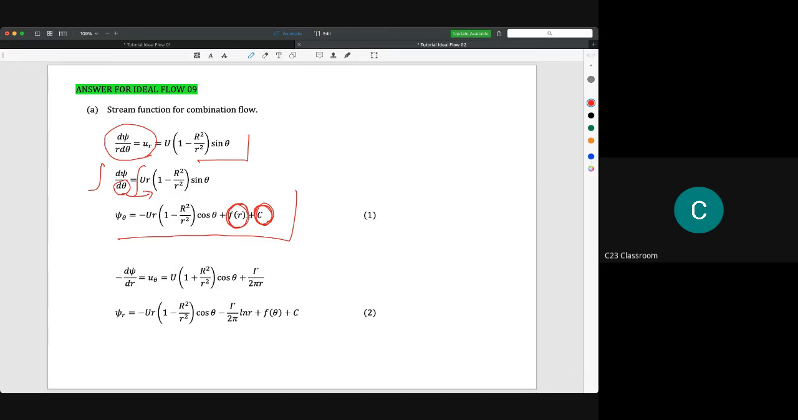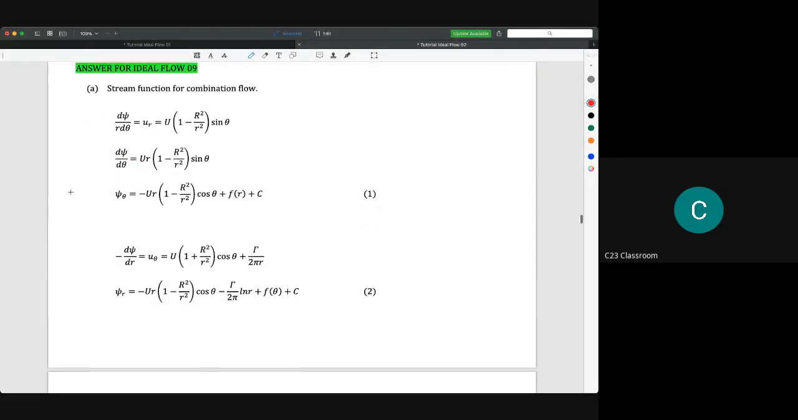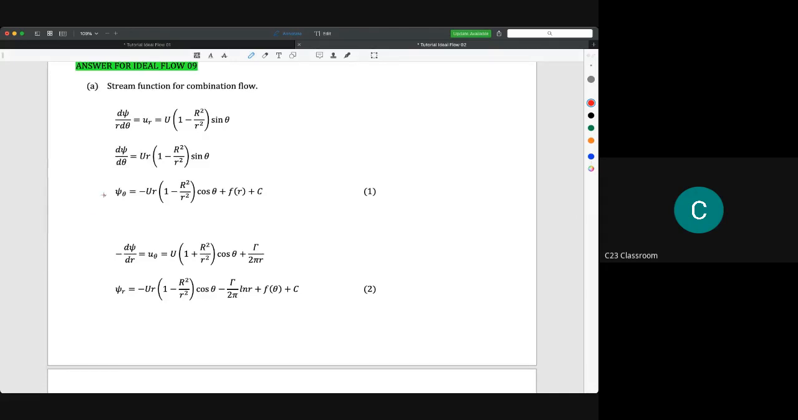From the boundary condition, we could say that the value of C here is equal to 0. Then we could neglect the value of C, but we cannot simply neglect the value of f(r). Please do not simply neglect the value of f(r). So what we need to do from here is differentiate with respect to r, because we want to find what is the value of f(r) here.